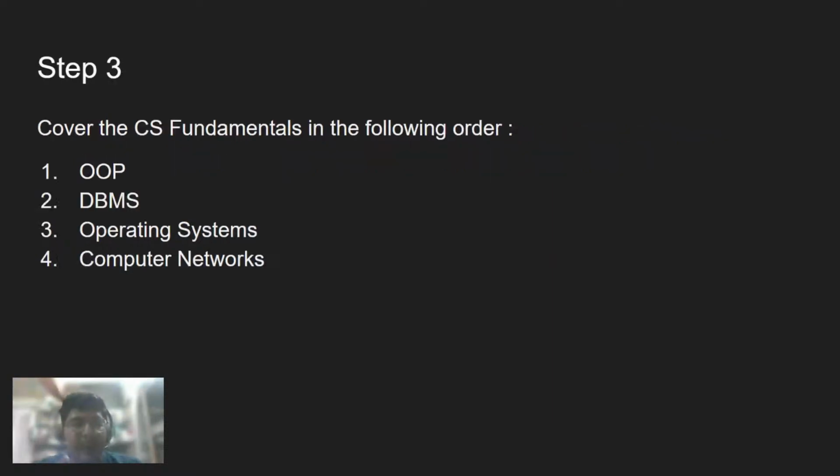The third step is to cover the CS fundamentals, and while covering that, you should follow this order. First, you should do OOP, then DBMS, then operating systems, and finally computer networks. OOP and DBMS are important. OOP specifically because when companies ask questions on CS fundamentals, the first go-to subject is OOP. After that, some companies also ask questions on DBMS. There are very few companies who ask questions on OS and computer networks. I'm not saying that they don't ask, but the number of companies is quite low.